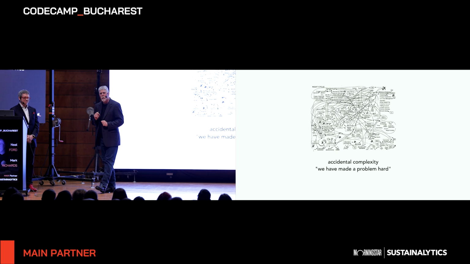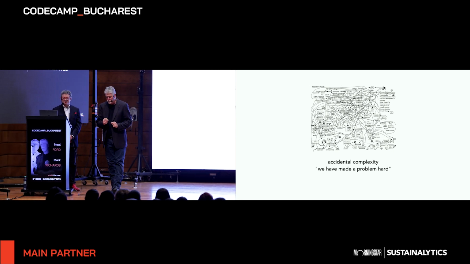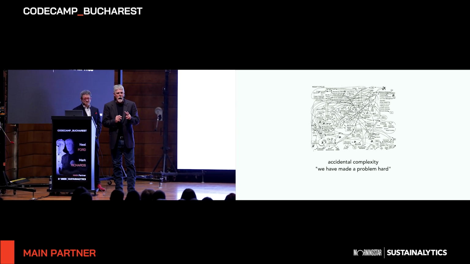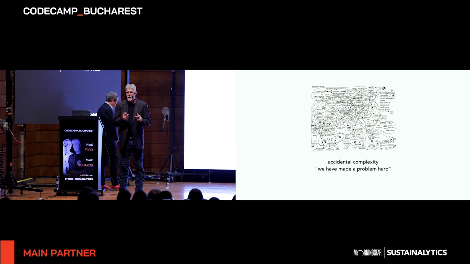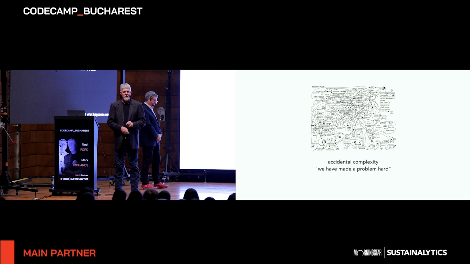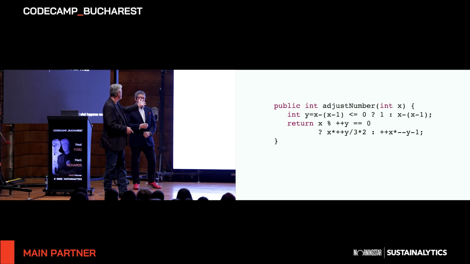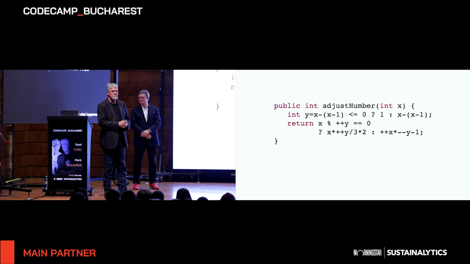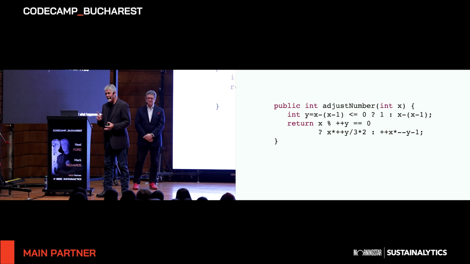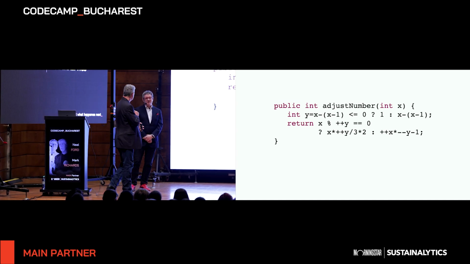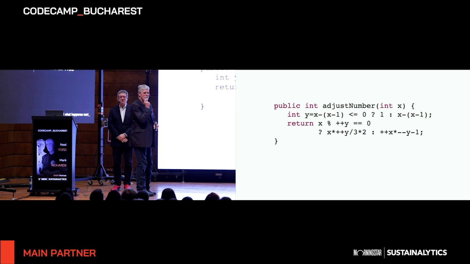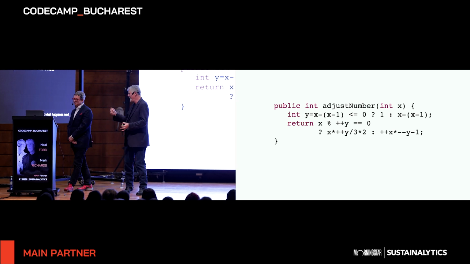Times when we actually take a problem and make it hard. And I want to show you a really good example of this. I'm going to show you 2 lines of Java code in a method. First one who can figure out what this does, shout it out. And here it is. Now, no, it doesn't just adjust a number. Technically, it does adjust a number. But more specifically, what does this code do? That's right.